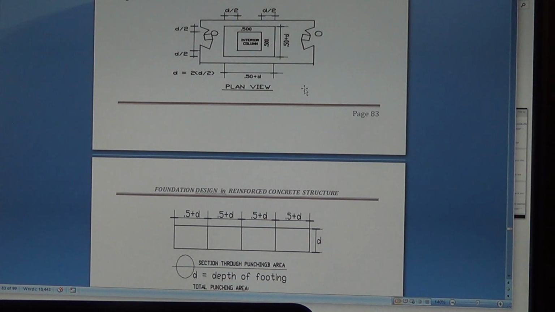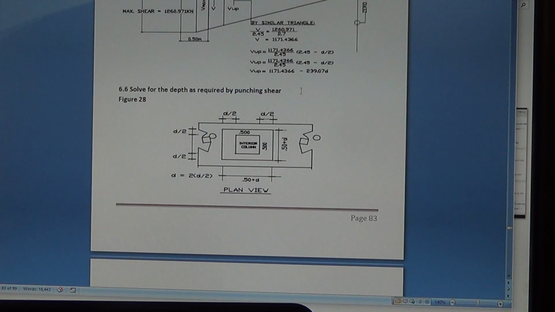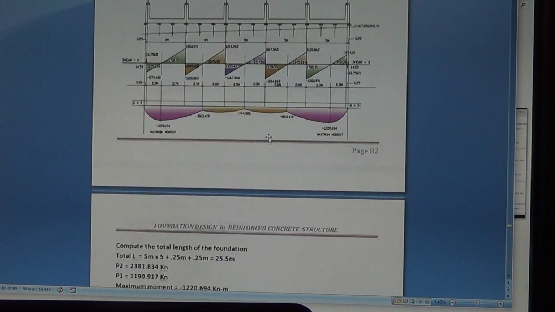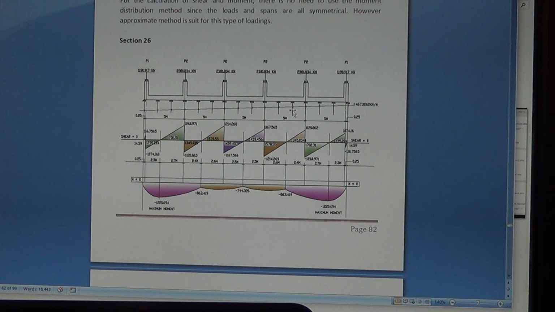Analyze this like this, and again the analysis for punching shear is right here. And here is the continuous footing. This is the same building that I am working on. There are 6 columns here. This is a transverse direction. The worst of this building is the longitudinal direction.